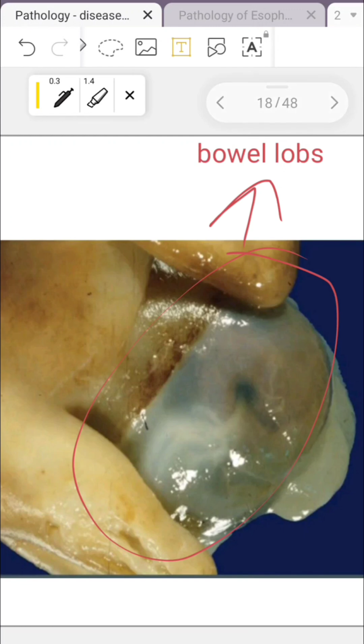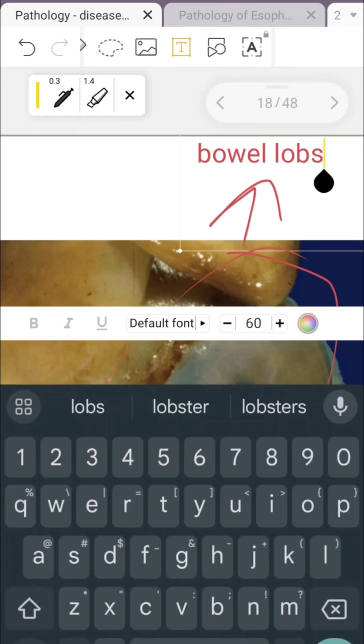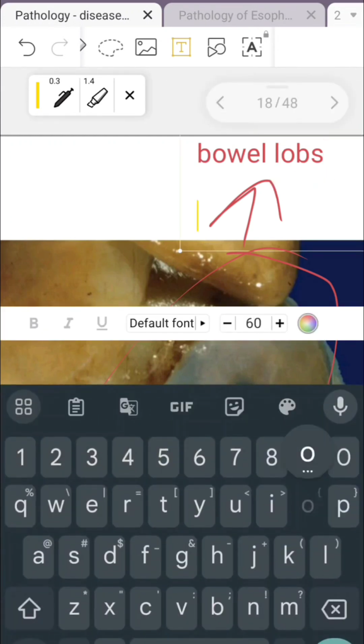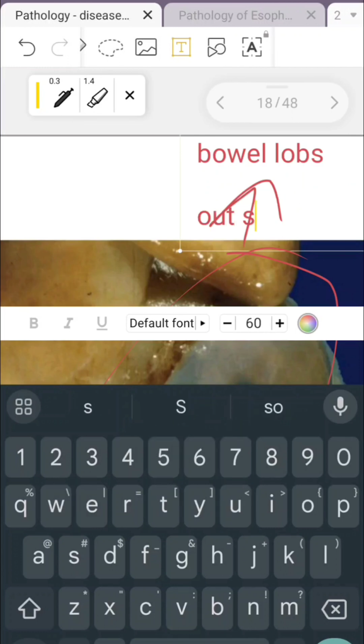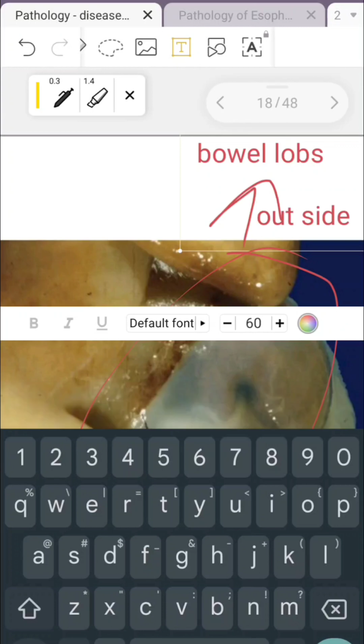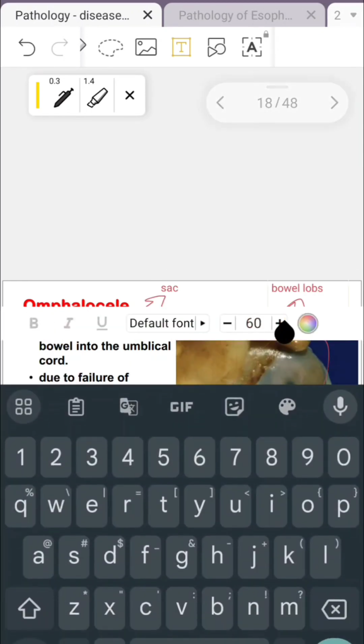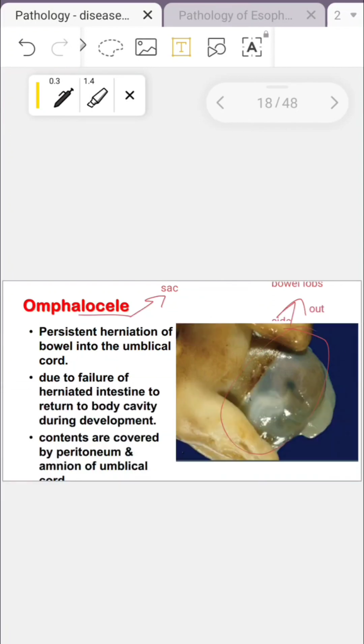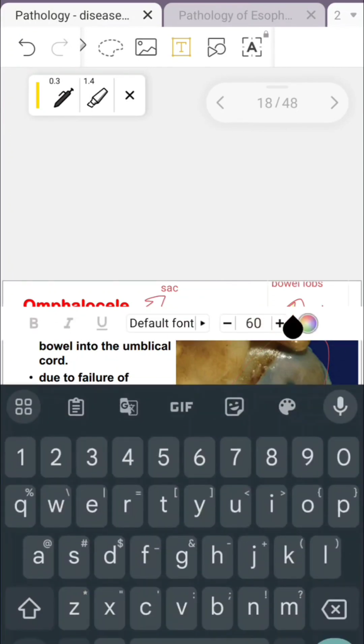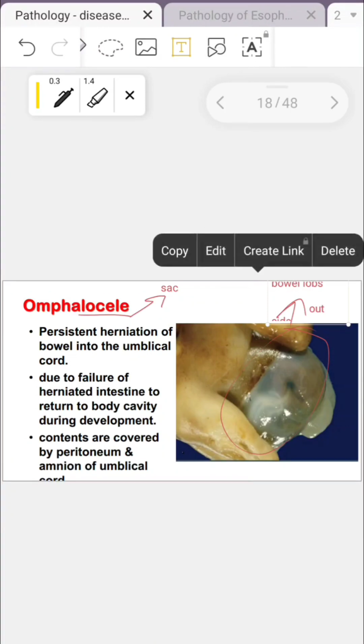Gastric heterotopia does not need more discussion. Pancreatic heterotopia means pancreatic islets, normal pancreatic tissue seen within the mucosa of the stomach. Okay.